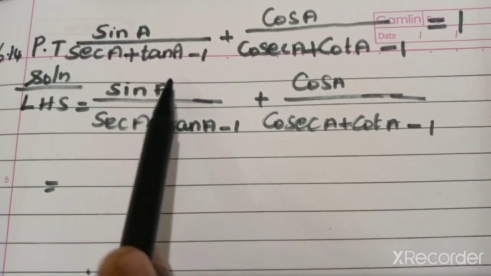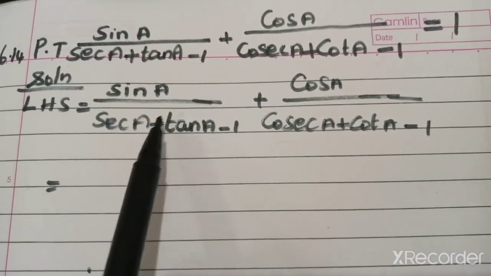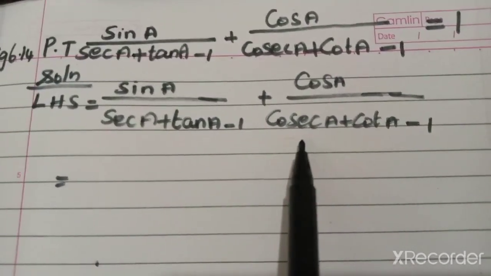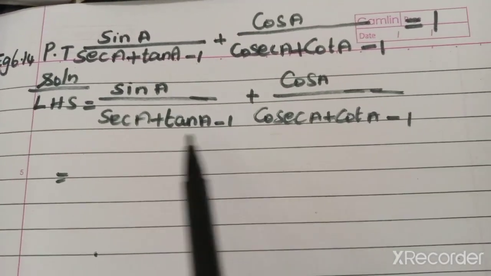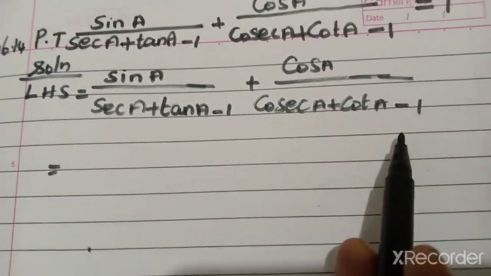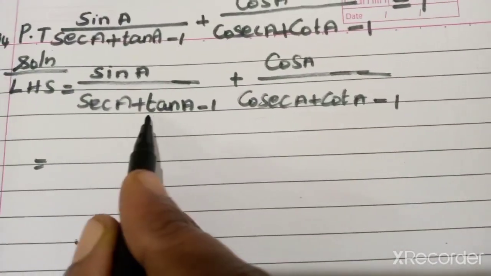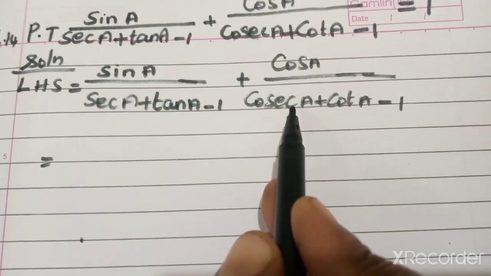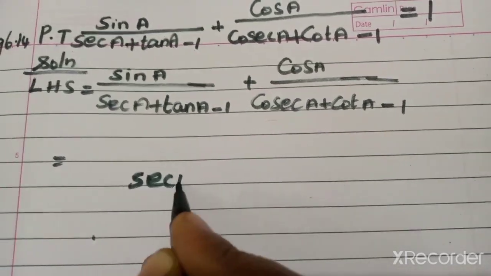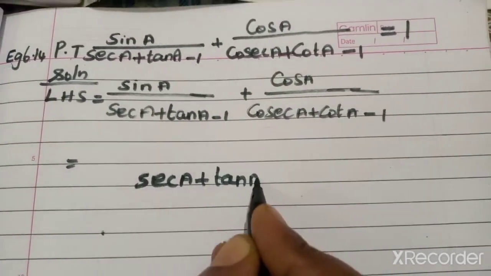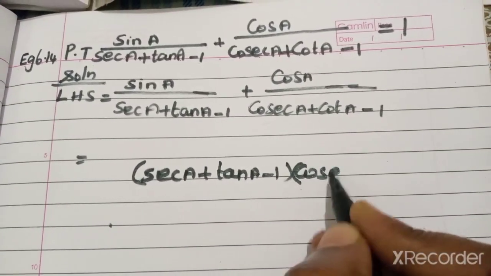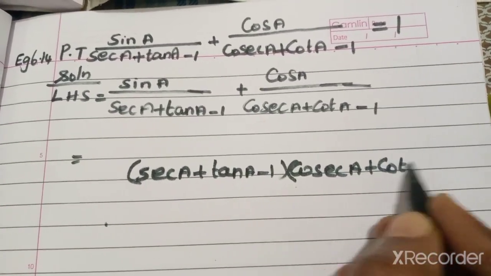Okay, so here numerator is in the sin ratio. Okay, denominator is secant tan minus 1. Here also cos ratio by cosecant cot. Let us take the LCM, that is easy. Okay, so LCM of the denominator is this, both the terms we have to multiply and write. Okay, so what is the LCM? Secant A plus tan A minus 1 into cosecant A plus cot A minus 1, as it is, right? Both the terms. Okay, secant A plus tan A minus 1 into this term cosecant A plus cot A minus 1.